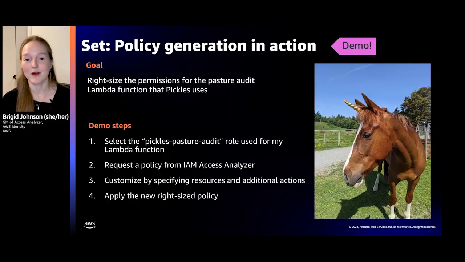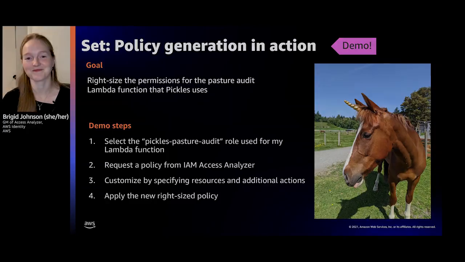So in the demo, I will start with a Pickles pasture audit role, and I will show you my Lambda function. I'll run the Lambda function. We'll request a policy from Access Analyzer. Then we'll wait a little bit while it generates the policy. And then I'll customize and apply the new right-sized policy and run the Lambda function again. All right, so here we go to our demo.